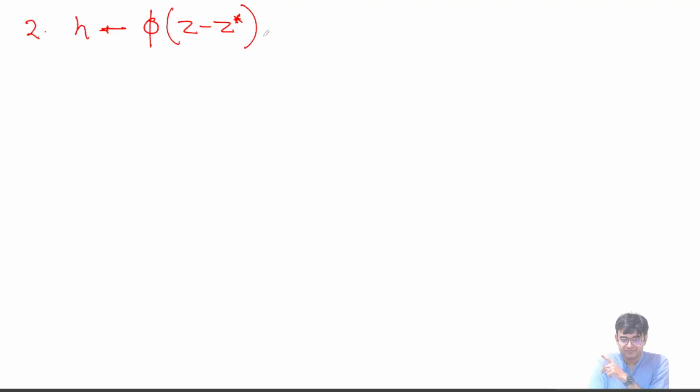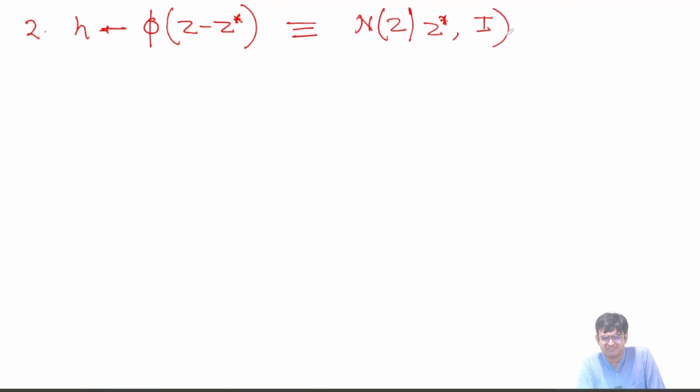What is phi? Standard Gaussian. For standard Gaussian, what is the variance? That's okay. Maybe others also were not clear when I was writing it. Okay, clear. So this is equivalent to saying Gaussian of Z with z star comma I. I, because it is multivariate. It's not one variable, right? This is equivalent to this only, nothing else. Clear? Any doubt on this?